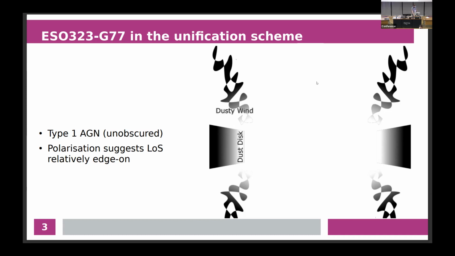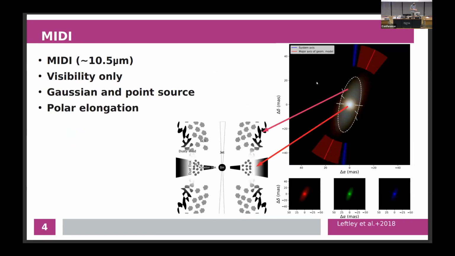The first thing that we originally did was to use archival data from MIDI on ESO 323, originally as a test between the toroidal model that Violetta mentioned and the disk plus wind model. In the torus model, the mid-infrared emission is supposed to come from the torus and be nice and equatorial. However, in the disk plus wind model, the cool dust is in the wind, and responsible for most of the mid-infrared emission. In this case, it would be polar.